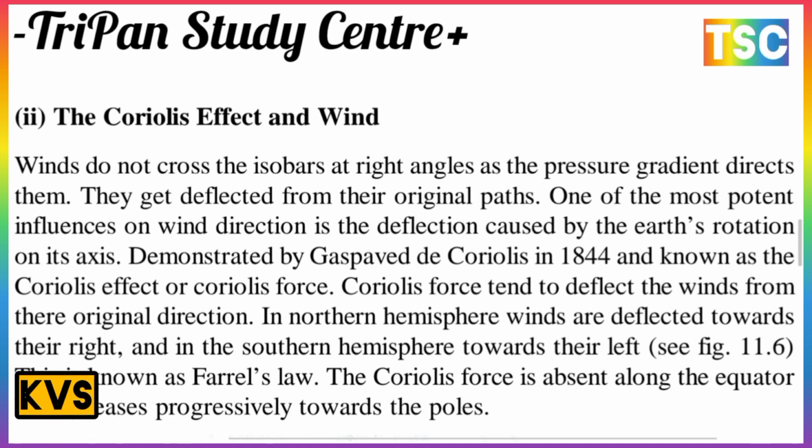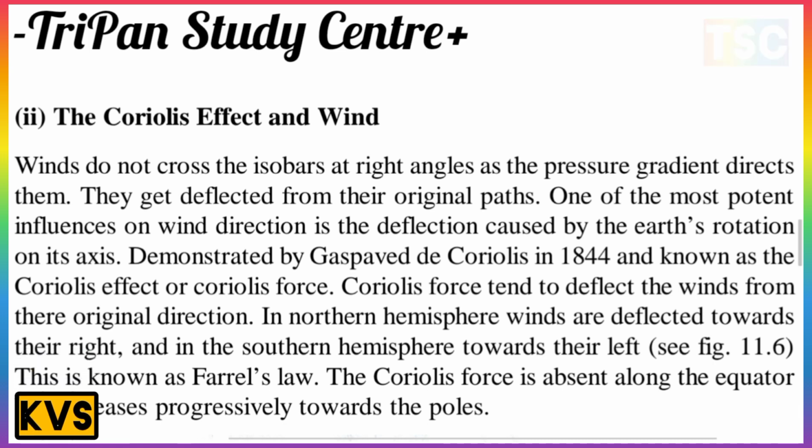It was demonstrated by Gaspard Coriolis in 1844 and is known as the Coriolis effect or the Coriolis force. The Coriolis force tends to deflect the winds from their original direction. In the northern hemisphere, winds are deflected to the right, and in the southern hemisphere, to the left, and this is known as Ferrel's law. The Coriolis force is absent along the equator, but increases progressively toward the poles.